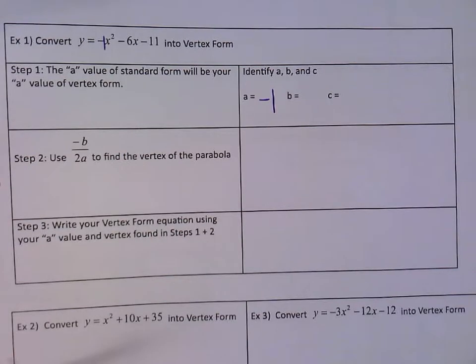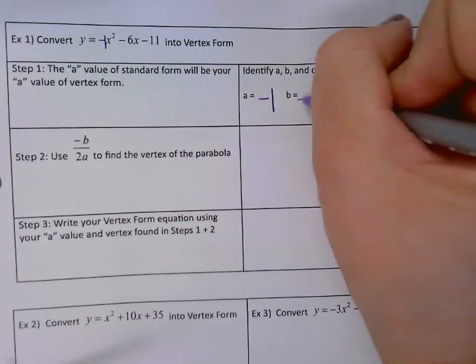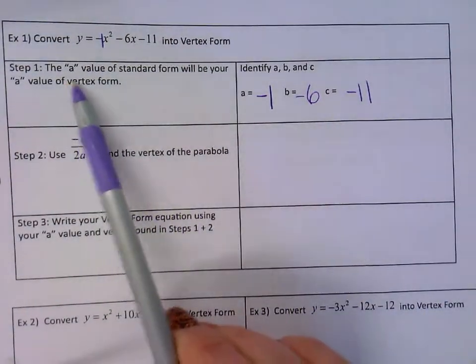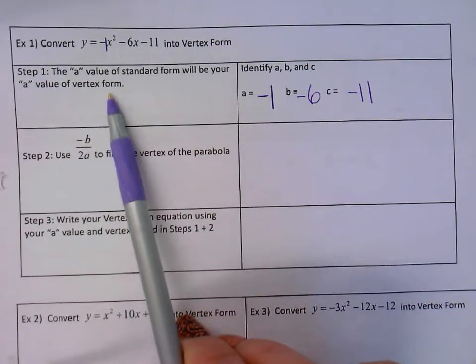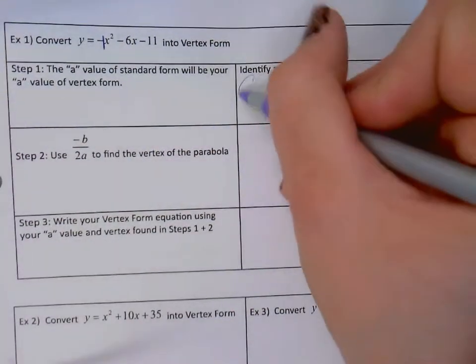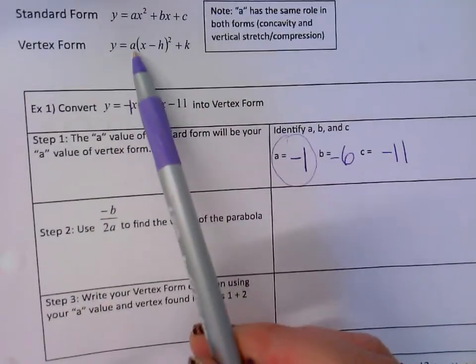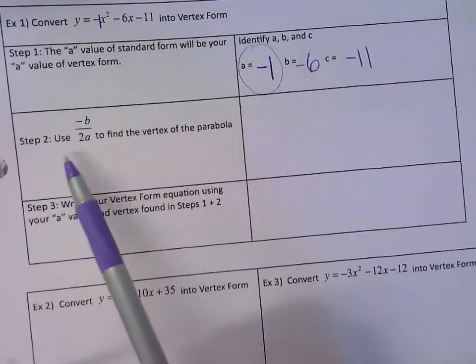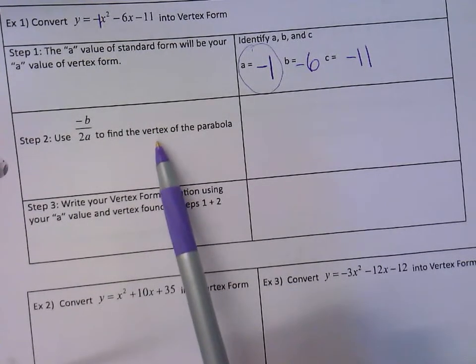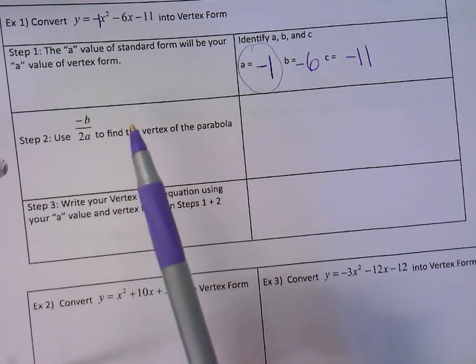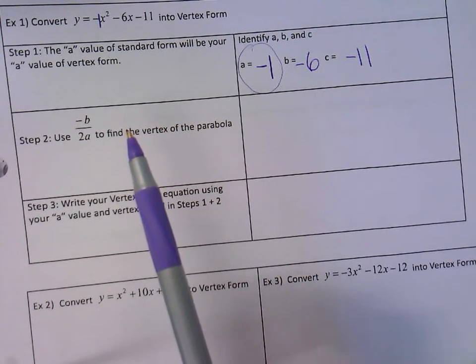B in this problem is 6, right? And C is -11. All right, so it says the A value is going to be your A value in vertex form. So we already know what A is, right? Because in vertex form, you need to find what A is. Then the second step is we want to find the vertex of this parabola using -b over 2a. It's just helping you practice finding the vertex because we're trying to go to vertex form, so it makes sense that we need the vertex.